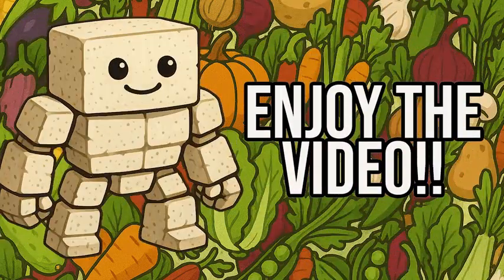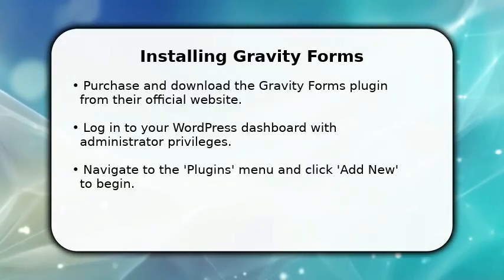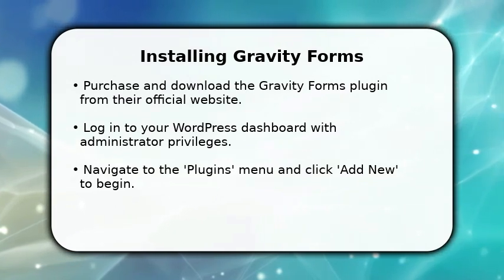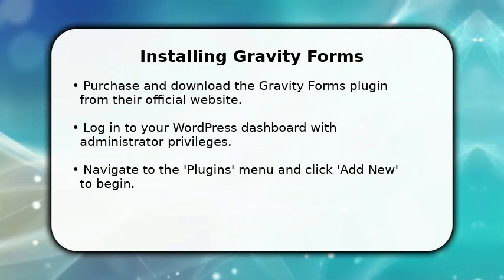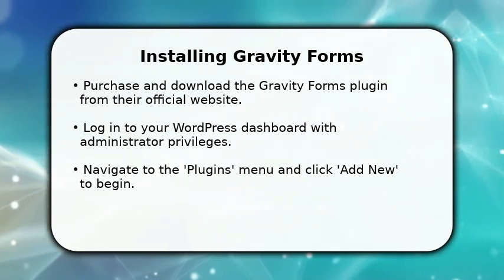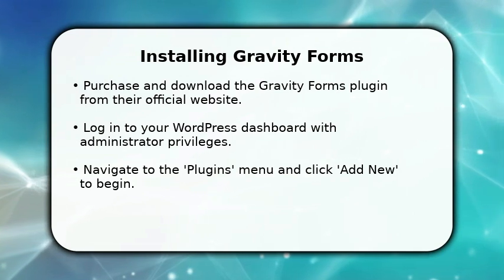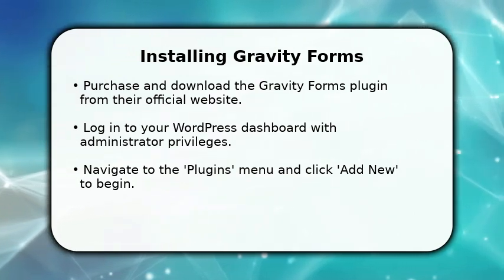Please enjoy the video. In this video, I will explain how to create a Gravity form in WordPress. First, you will need to purchase and download the Gravity Forms plugin from their official website. Once you have the file, log into your WordPress dashboard as an administrator.